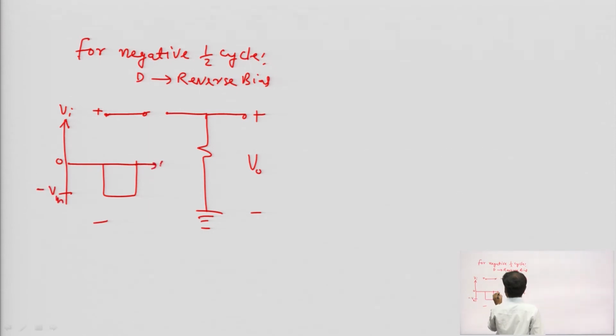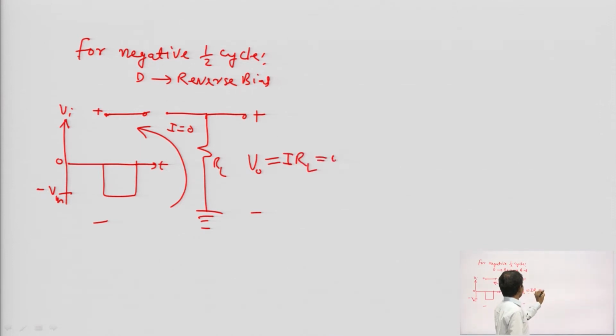Negative half cycle. This means what will happen here? The current flowing through the circuit is 0, I is equal to 0. This means V output is equal to I into RL, which is equal to 0. Why 0? Because I is 0. This means for the negative half cycle the output becomes 0.